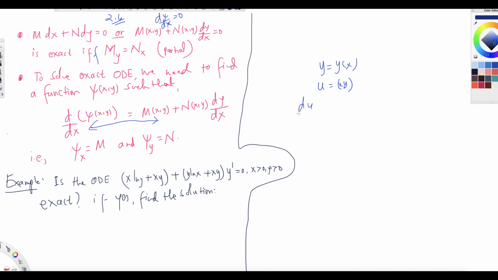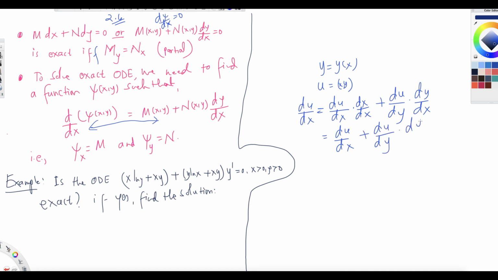If you want to find the derivative of u with respect to x, what you need to do is do it for each of those. You can find du over dx times dx over dx, which is 1, right? You need to do it for each of them, and then plus du over dy, because this y has x in it, times dy over dx. So basically this will give you du over dx, which is 1, plus du over dy times dy over dx.